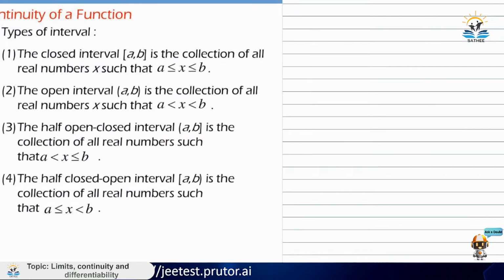Okay, so let's talk about continuity of a function. What types of intervals do we have? Let me see. Just a minute.